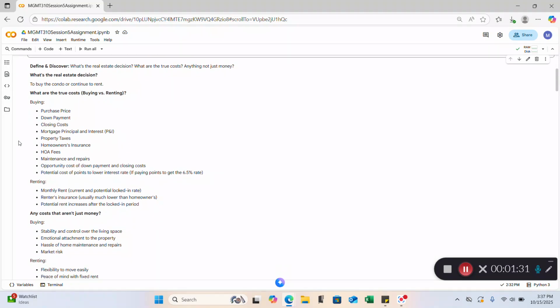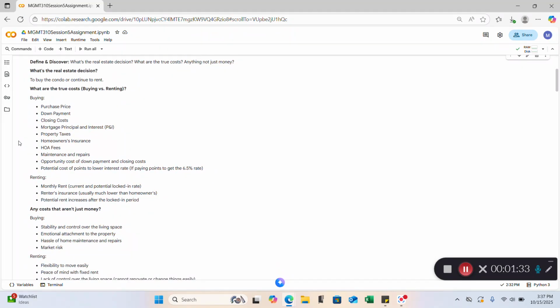So after we have all the information, we can now look at the Define and Discover first step of the DRIVER framework. In this case, it's what is the real estate decision, what are the true costs, and are there any other costs that are not just money related. So our real estate decision is really to buy the condo or continue to rent the current apartment that I have.